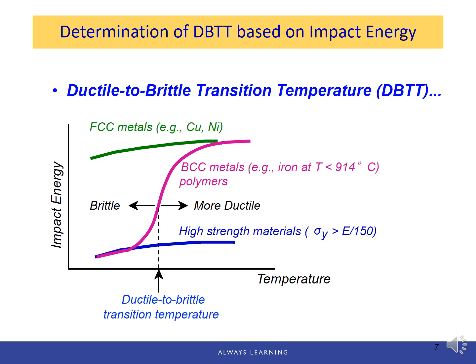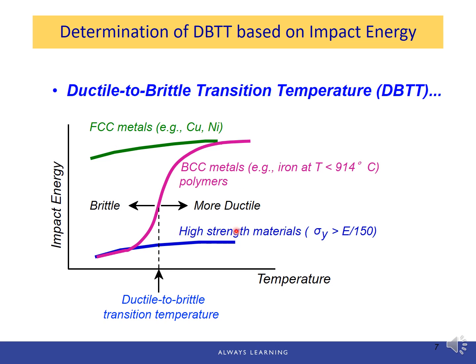We just mentioned that not all materials have this ductile to brittle transition behavior. So here is the ductile to brittle transition behavior for different materials. We can see that the low strength FCC metals, including copper, nickel, and aluminum, and also most HCP metals do not experience a ductile to brittle transition, and they remain at high impact energy with decreasing temperature.